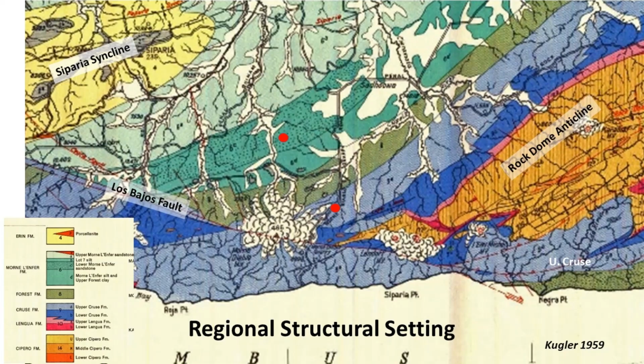The major structural elements in the area are the northeast to southwest trending and plunging Southern Anticline and the Los Bajos Fault to the north.